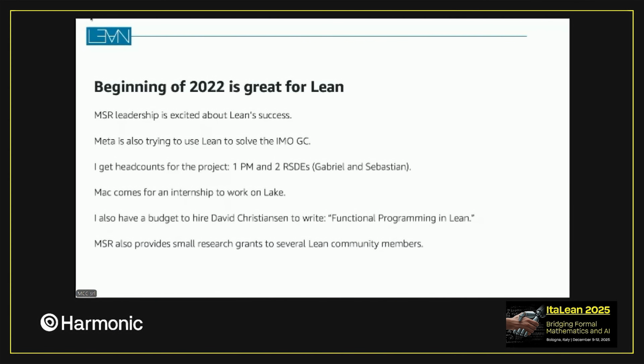And so you get one program manager and two RSGEs. Mac comes for doing internship, for implementing Lake. We have budgets to hire David Christiansen for writing a book about functional programming Lean. The Little Typer, the book he wrote, his previous book was great. I said, this guy knows how to write books. We hire him to write Functional Programming in Lean.